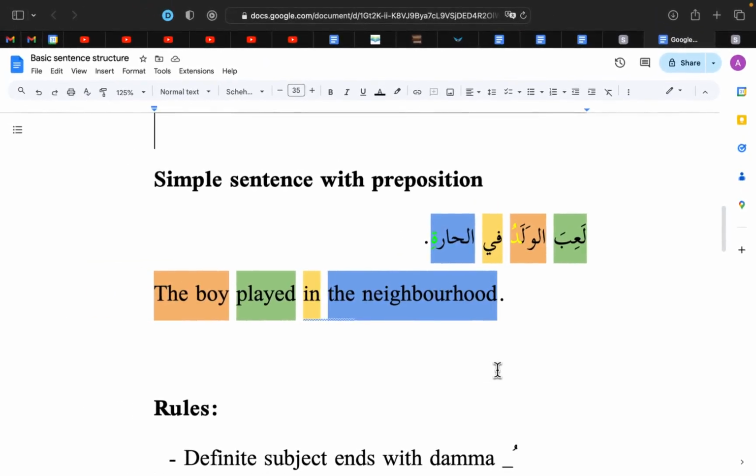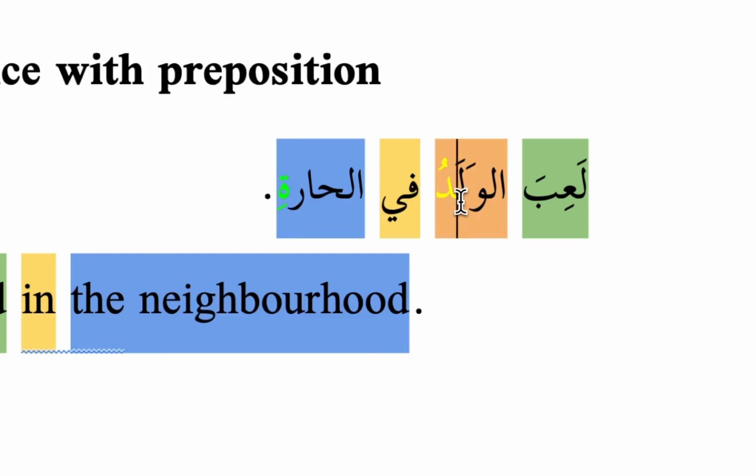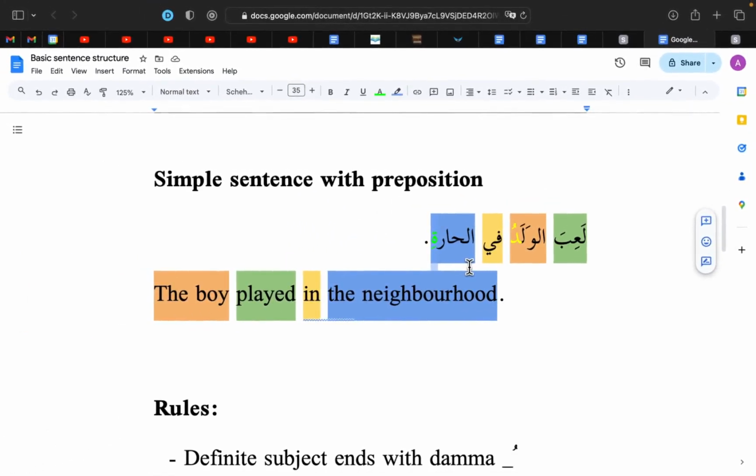Simple sentence with a preposition. لعب الولد في الحارة. You hear how I kind of conjoin the al with the previous word. لعب الولد في الحارة. So here we have a preposition. The boy played in the neighborhood. Where did the boy play? In the neighborhood. And we see now that the dhamma is on the subject, and the object, since it follows a preposition, now has a kasra on it. So the object gets a kasra after a preposition.